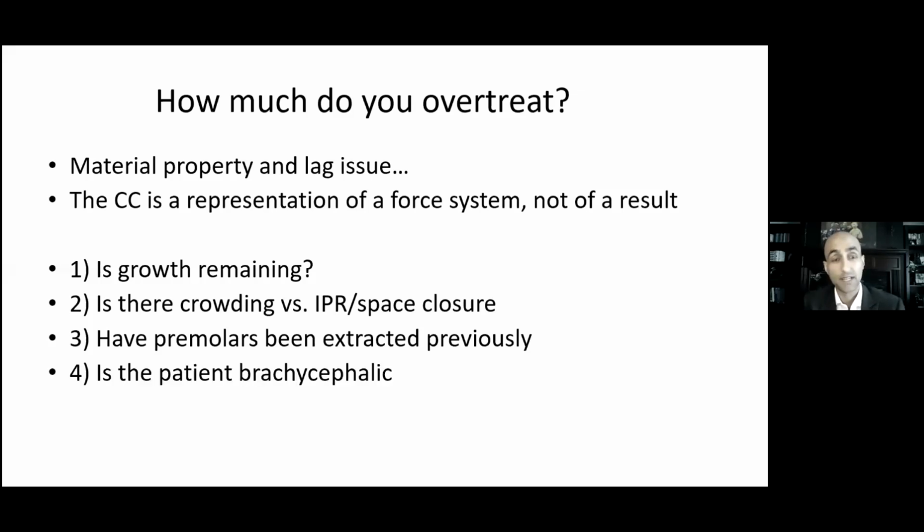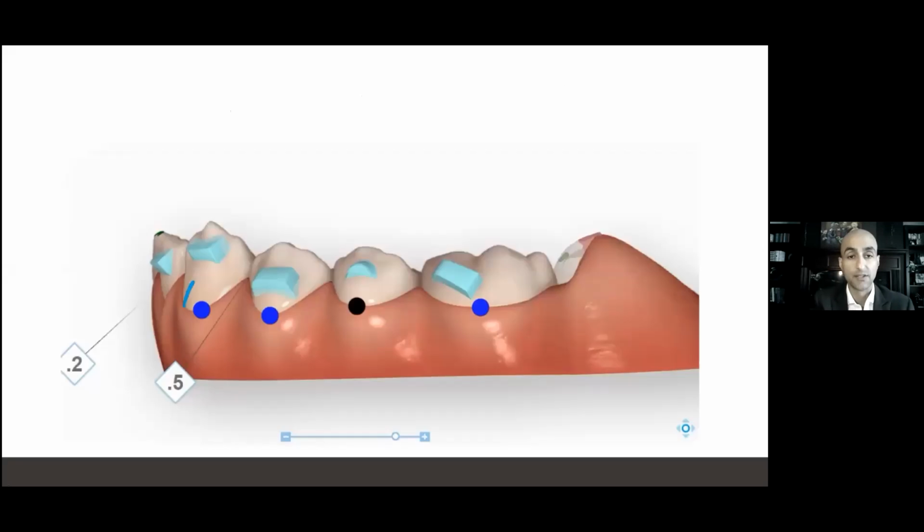Is the patient brachycephalic? If the muscles are fighting you and you're trying to treat them with a NiTi wire the whole time, where do you think the case is going to go? So again, we have to take the sum of the parts and understand that we're doing orthodontics with Invisalign, not just Invisalign. So there are many considerations here in terms of what we need to do.